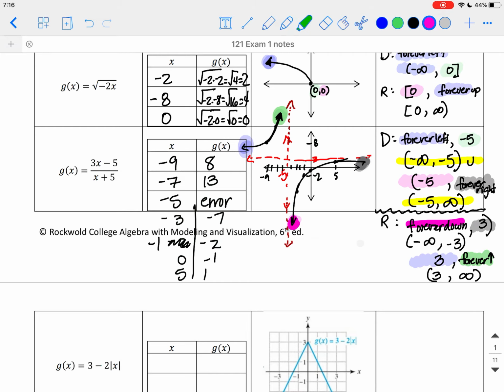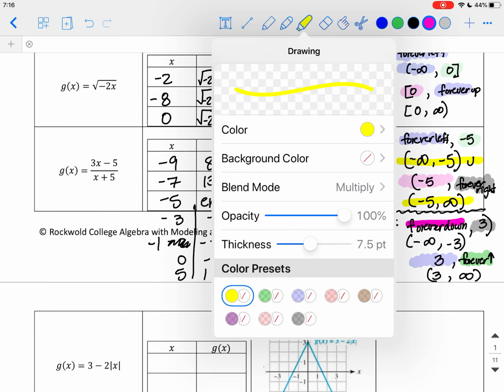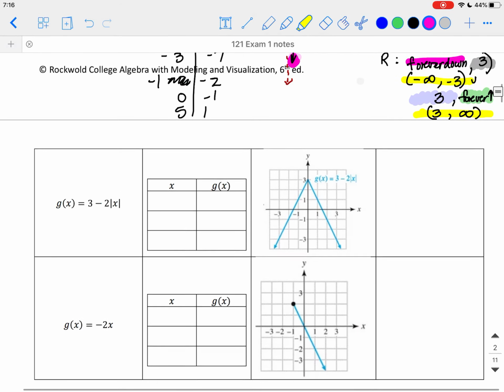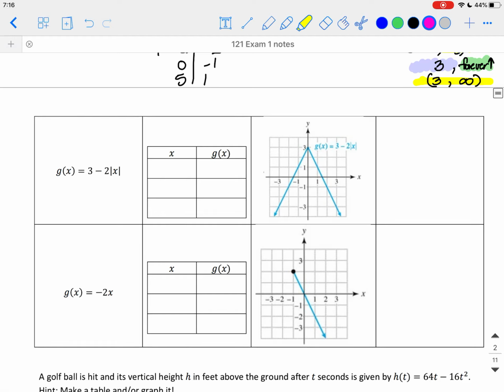So the answer for the range, nice and complete, is going to be this one with a U, because we have two different pieces, along with this one. All right. We have 2 more. And again, you could pause and try to do as much as you can on your own and then just check your answers.